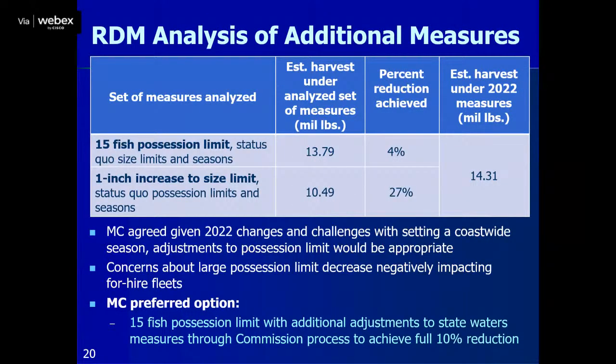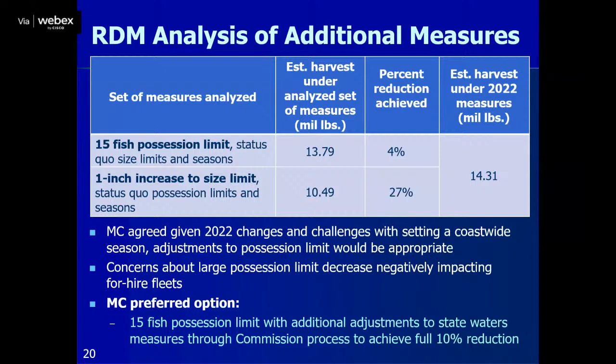So to get a better idea of Scup measures needed to achieve this 10% reduction, alternative sets of measures were analyzed using the RDM. The first set of measures analyzed included a decrease to the possession limit to 15 fish across all states with status quo limits and seasons. This set of measures resulted in an estimated harvest of about 13.79 million pounds, which represents about a 4% decrease compared to that harvest estimate under 2022 measures.